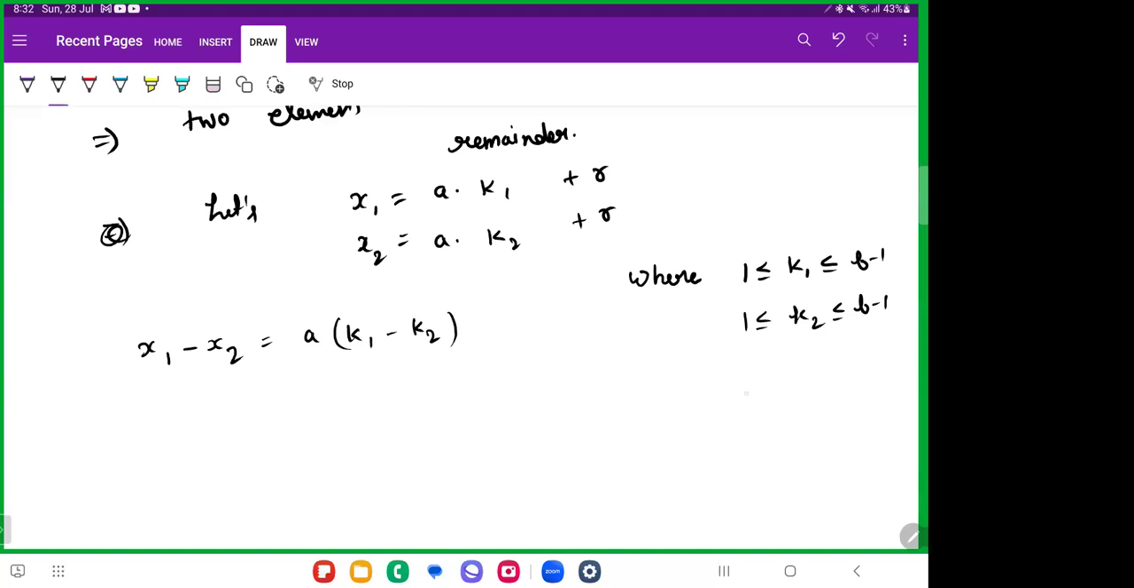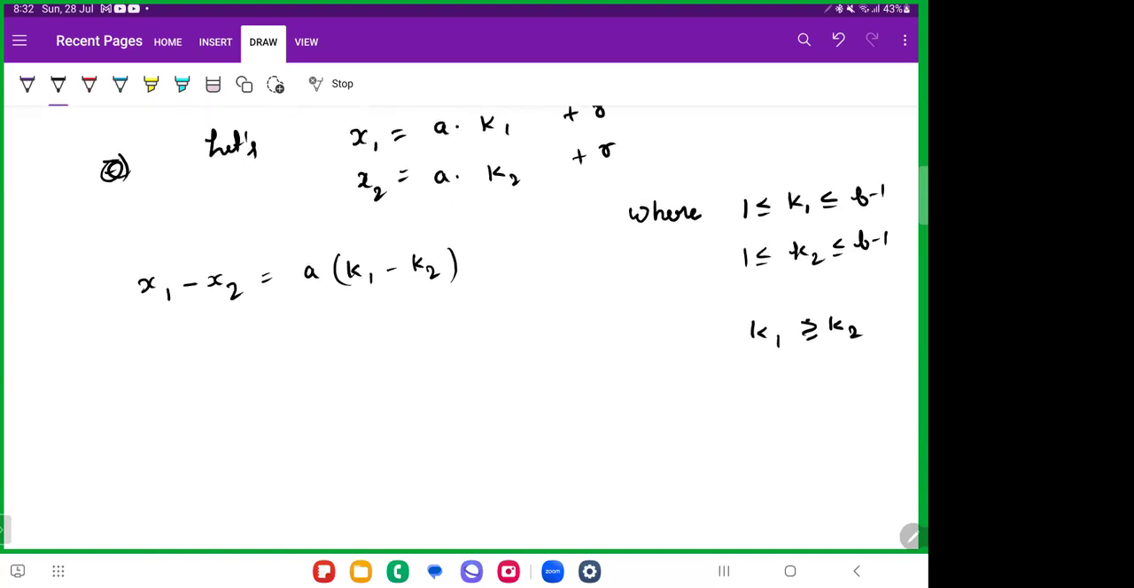You can choose k1 greater than k2. If that's not the case, you can do the other thing, x2 minus x1, so that this number becomes positive. I just want to make the calculation positive. So now what is the thing? X1 minus x2.